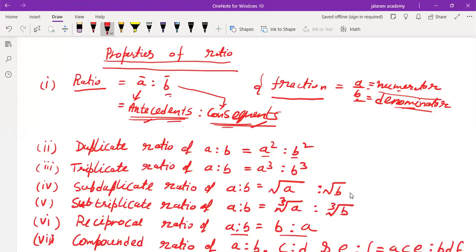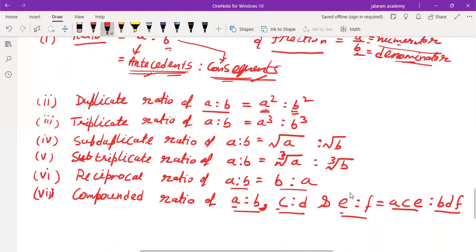Second property is duplicate ratio of A is to B is A square is to B square. Means square of antecedent is to square of consequent. Triplicate ratio of A is to B is A cube is to B cube. Means cube of antecedent is to cube of consequent. Subduplicate ratio of A is to B is square root of A is to square root of B. Subtriplicate ratio of A is to B is cube root of antecedent is to cube root of consequent.